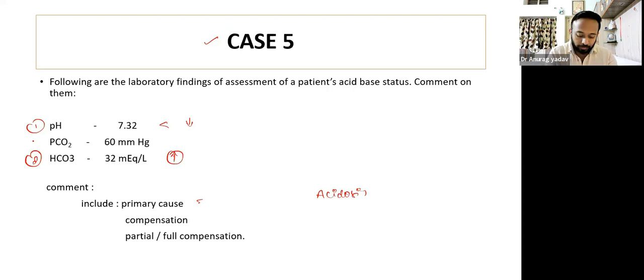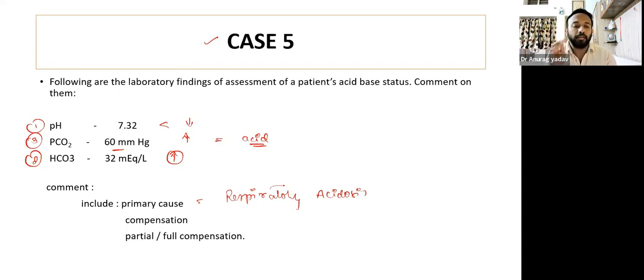Then you see the third component, carbon dioxide. Carbon dioxide is elevated. So when there is an increase in carbon dioxide, what happens to the condition? Yes, it causes acidosis. So who is the primary cause here now? Primary cause is respiratory. Respiratory acidosis is the primary cause.